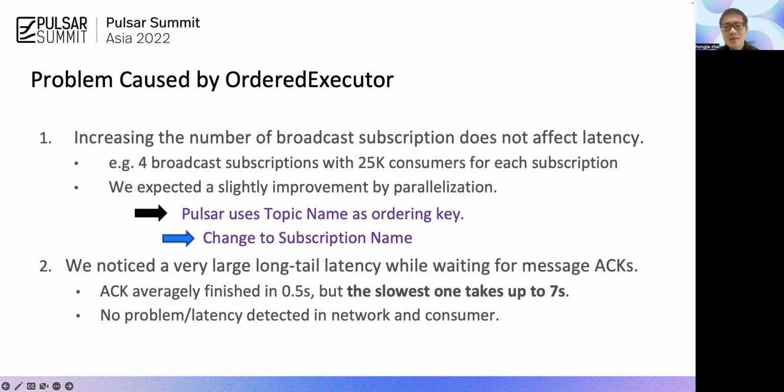The reason is that Pulsar uses the topic name as the ordering key. This means that all the message sending tasks are serialized at the topic level. However, we know the subscriptions are independent of each other, so it is not necessary to guarantee the order across all the subscriptions. We just need to keep the message order within one subscription. So the natural solution is to change the key to the subscription name. And this is the first one.